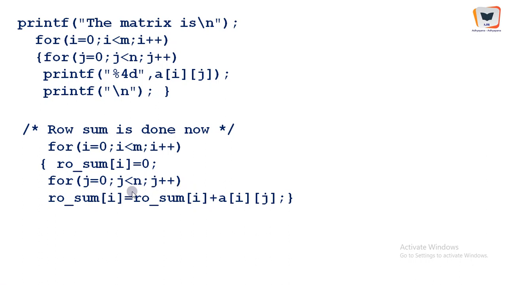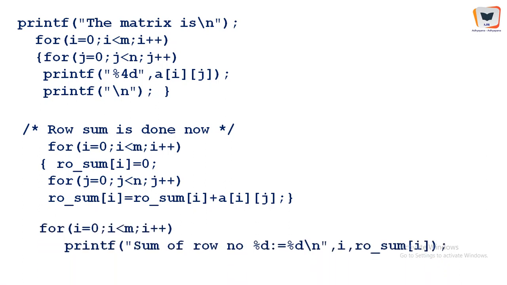Now we will go along the columns, j equal to 0, j less than n, j plus plus. Row sum i, that is row sum of 0, equal to row sum i, row sum 0, plus a of i j. A of i j means a 0 0, a 0 1, a 0 2, a 0 3. So we are going along the rows, simultaneously accruing the value of each and every row in a variable called row sum, and row sum is an array containing a number of elements equal to the number of rows present in the matrix.